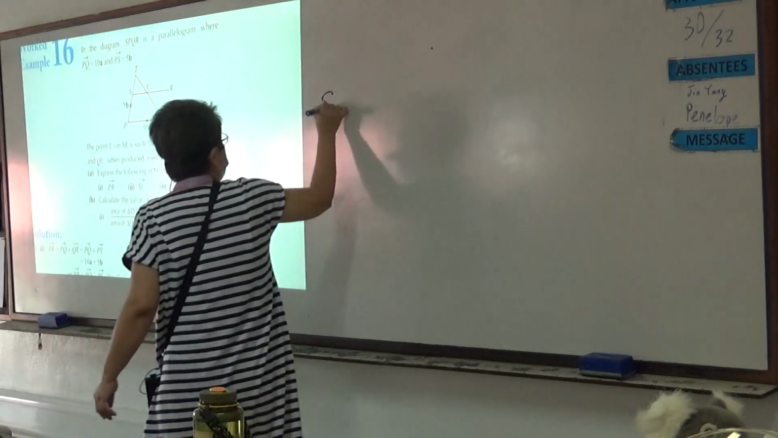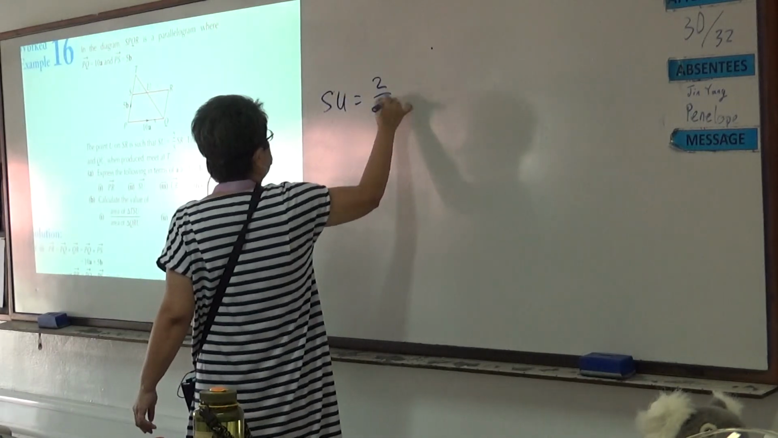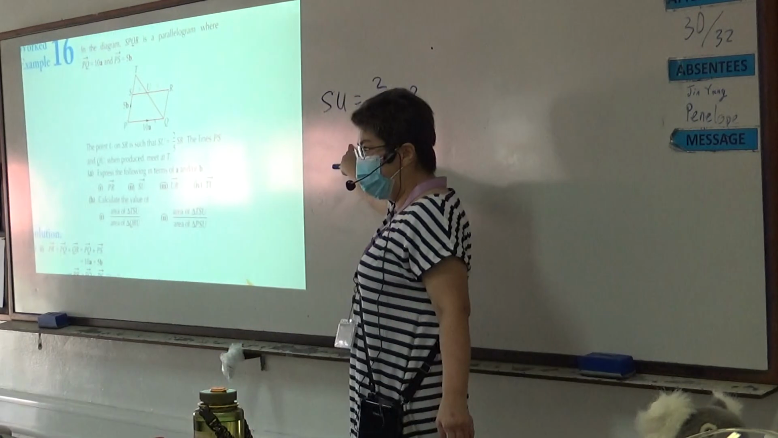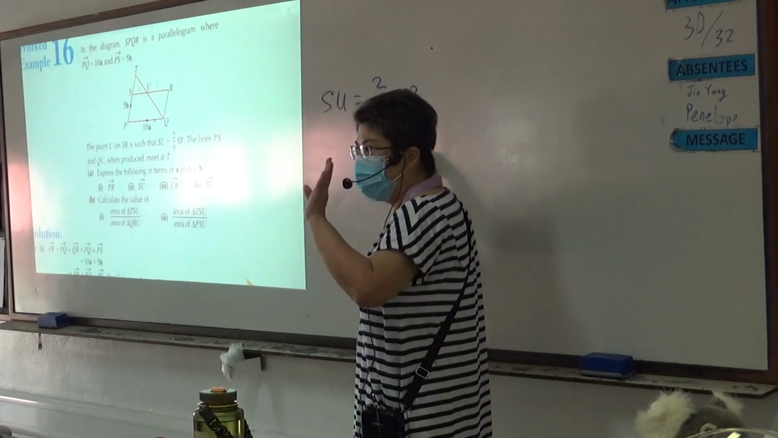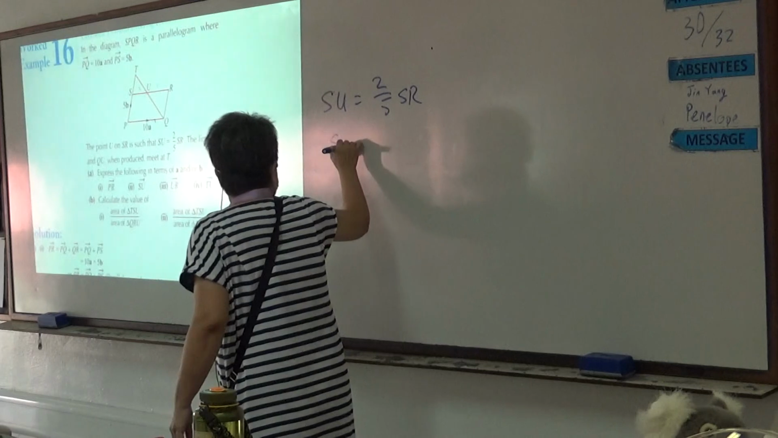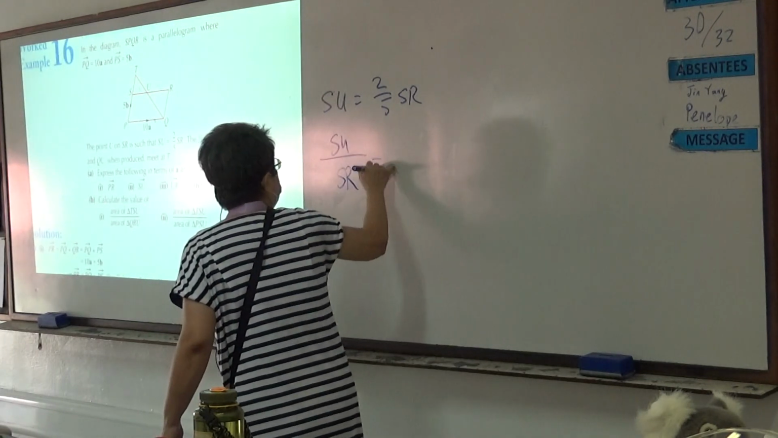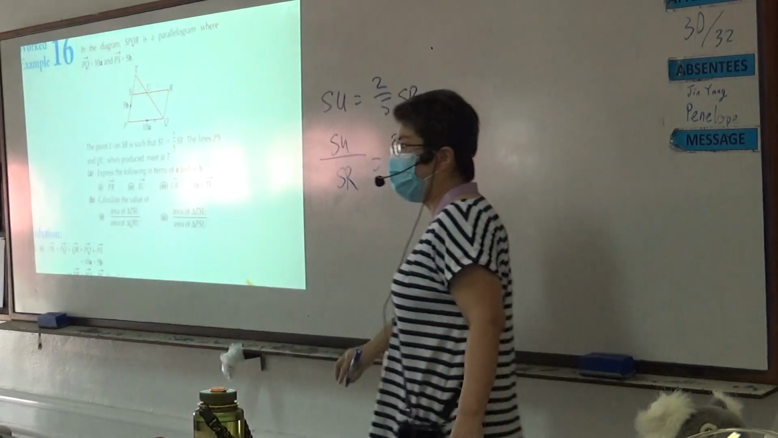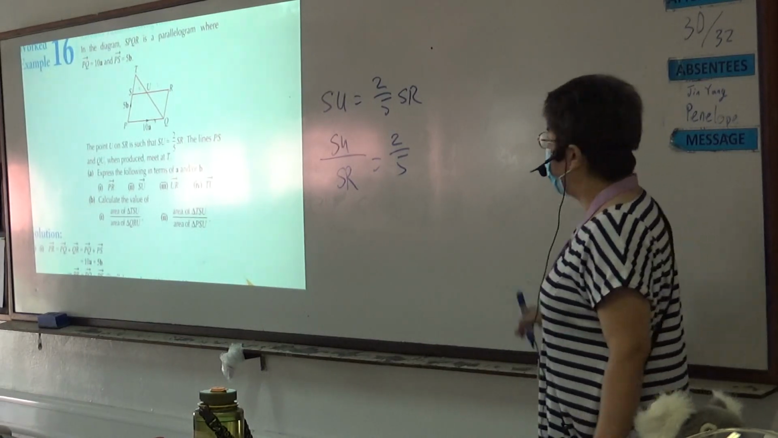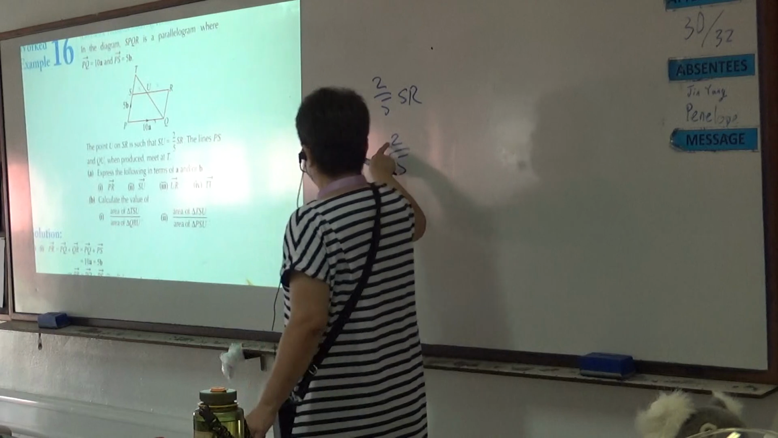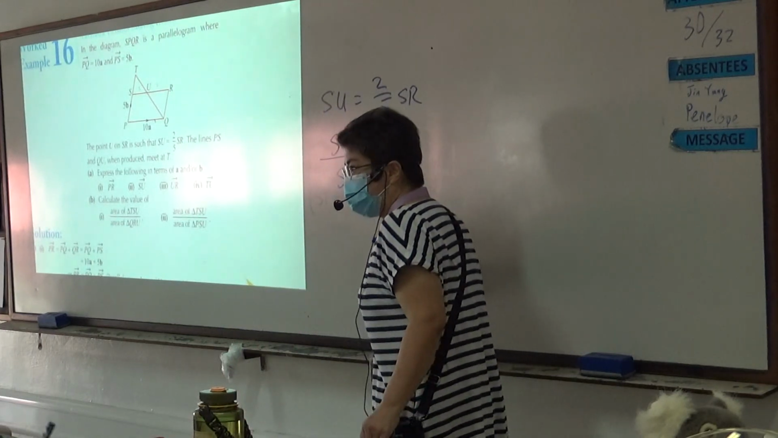Now what do we mean by SU is 2/5 SR? That means the length of SU is 2/5 the length of SR. Now I know people cannot see this, so can you go and write this? You see it's the same? Can you see it's easier to see like that? That means SU to SR is 2:5, the ratio.